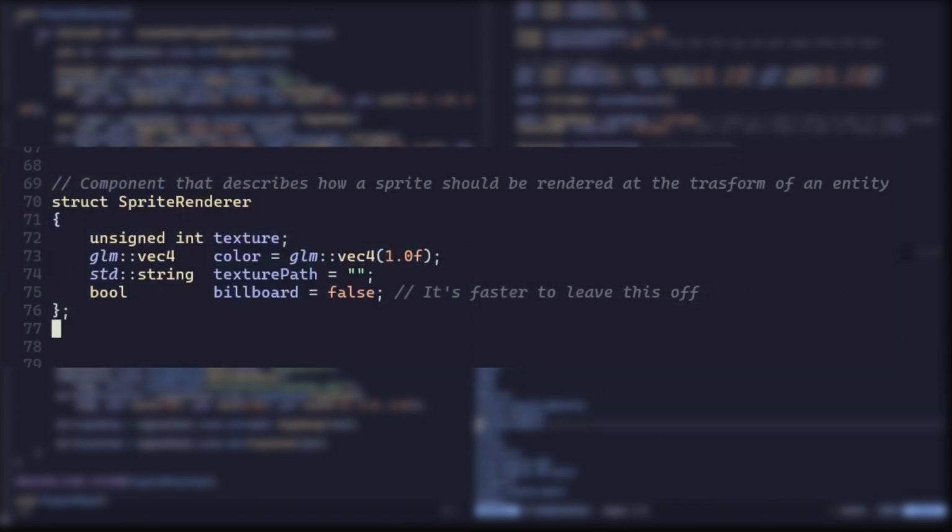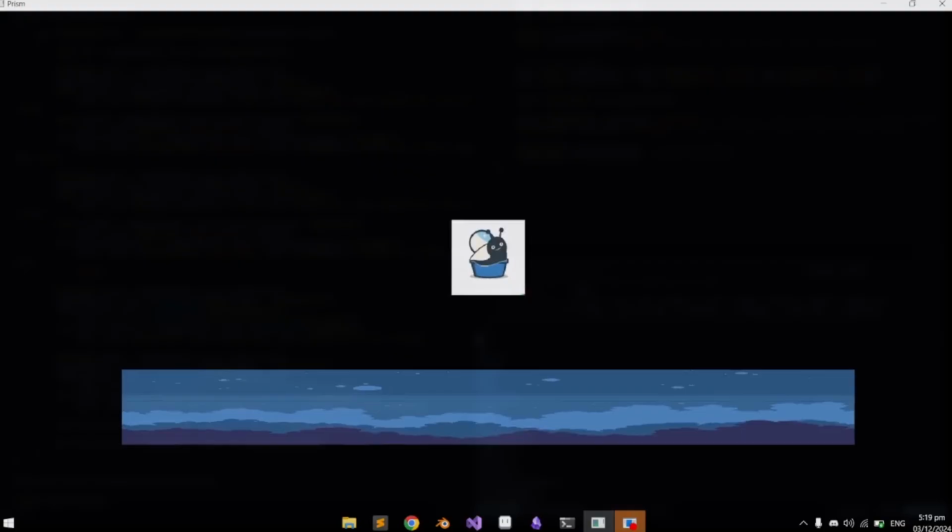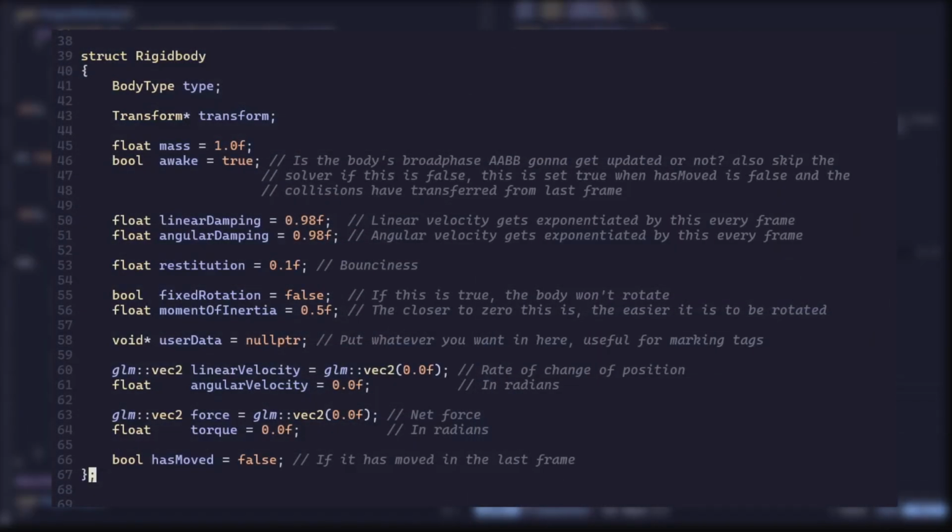The first part to getting started was to add a sprite renderer component, since 2D rendering doesn't actually exist in the engine, and so I quickly got a test scene up and running. And then I made a rigid body component. And the rigid body is just a physics object which doesn't get deformed.